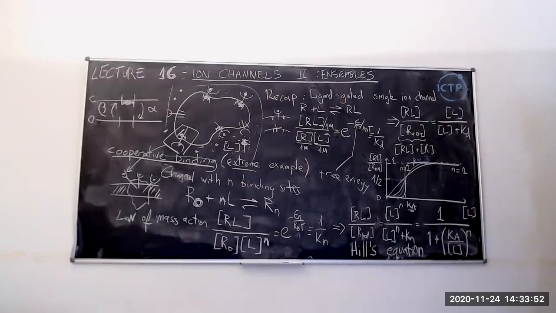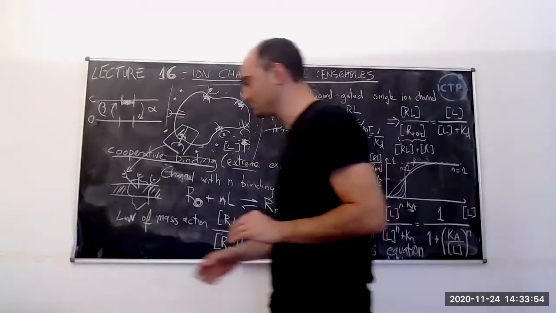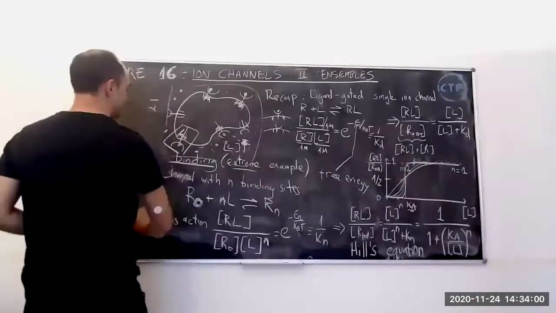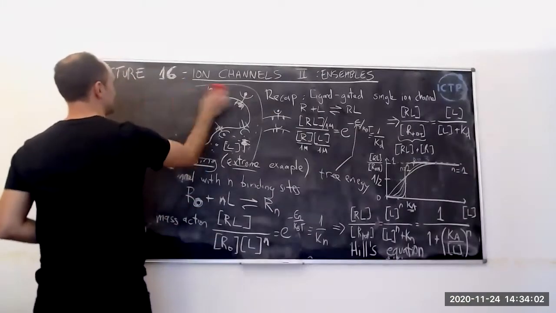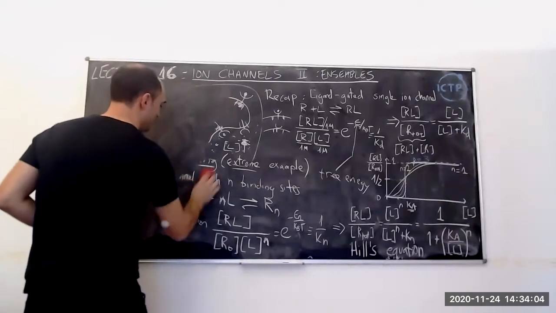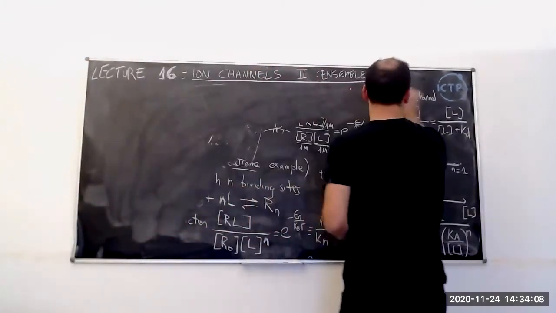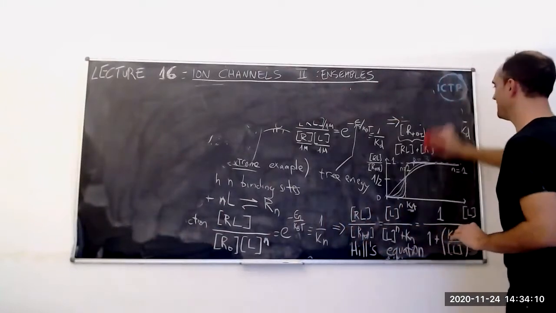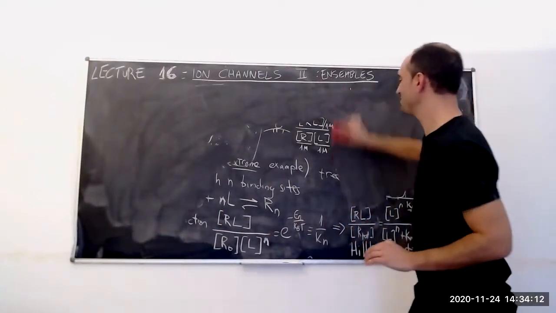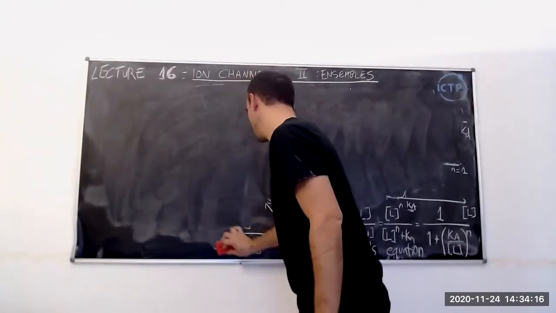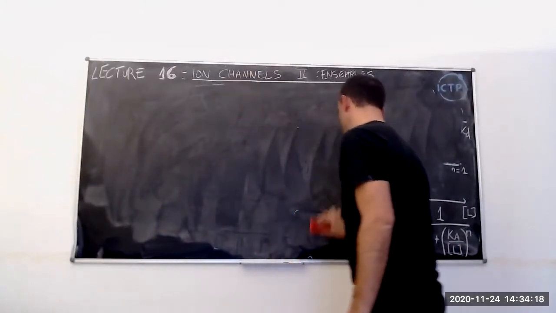Okay, I assume yes. So go to the next part, which is ensembles of channels. Of course, I started to discuss ensembles, but this is a very simple description of the problem. Now you know graphic processes, Markov processes. We can do something more advanced, and this is what I try to explain in the next part of the lecture.